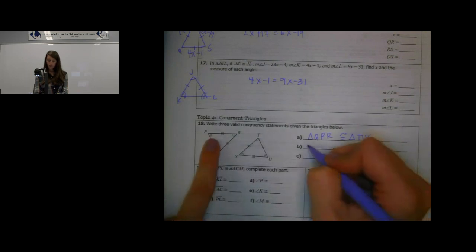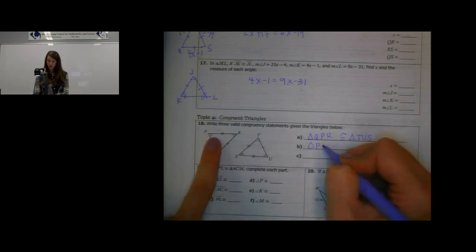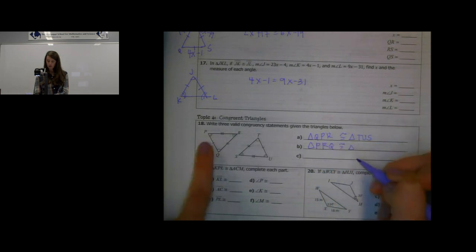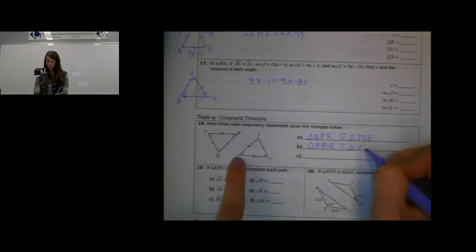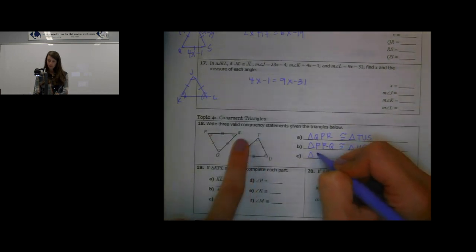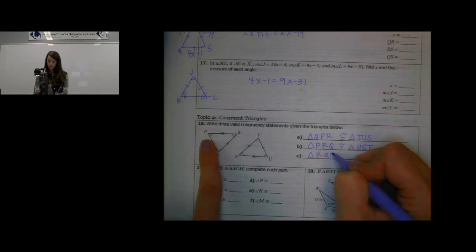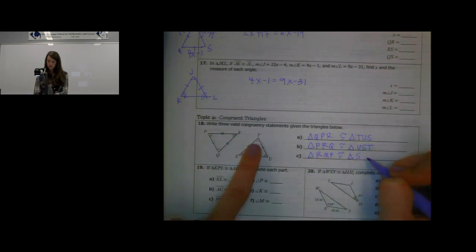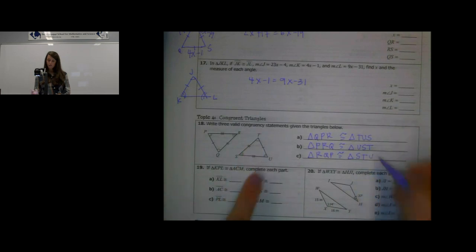Okay? We can start with P here. So, P, R, and Q is going to be congruent to U, S, and T. And then I can start with R. So R, Q, and P is going to be congruent to S, T, and U. Okay? So that's just a few. You could keep going forever and ever.